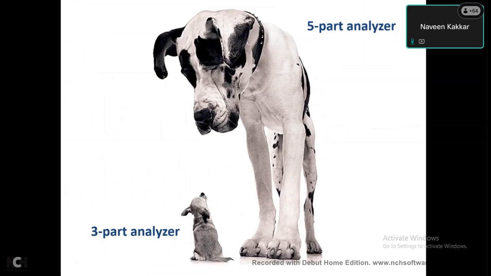So there is a tendency of some labs to look down on smaller labs that have three-part analyzers. The three-part analyzer has a role in itself, so does a five-part. You have to work together in a way. We need to understand what this one offers and what the three-part can do for you.